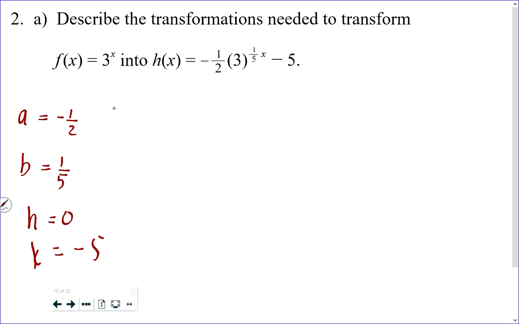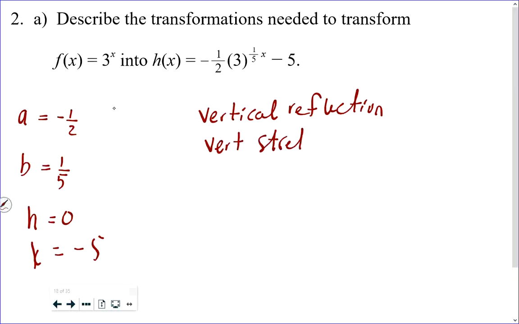Are we in agreement on the values of those parameters? Okay. So since A is negative, there's a vertical reflection. There's also a vertical stretch by a factor of 1/2. There is a horizontal stretch by a factor of 5.